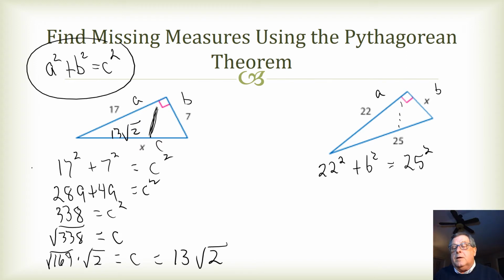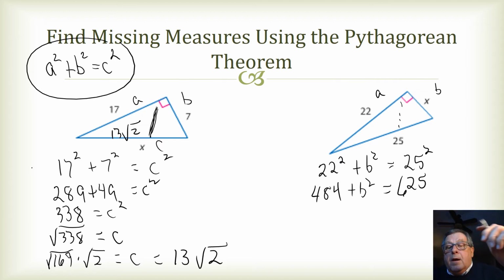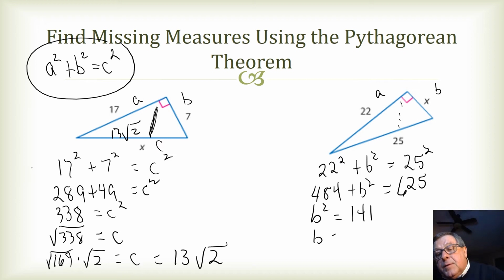22 squared is 484 plus b squared equals 25 squared. I think that is 625. It is 625. And why don't we subtract 484 from both sides? And so now we got b squared equals 141. And to isolate the b, we take the square root of both sides, and that leaves us with b equals the square root of 141.